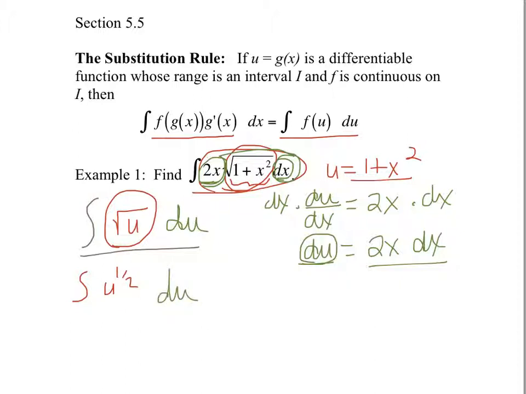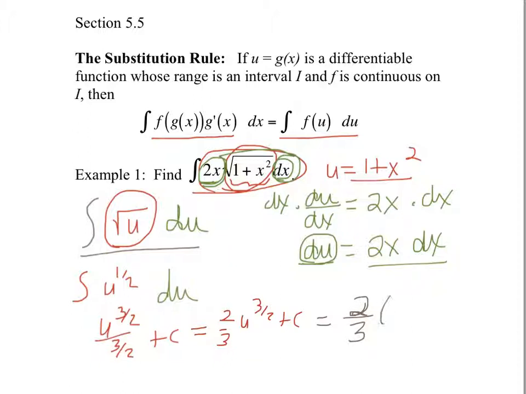And if I do its antiderivative, I would have u to the 3/2 over 3/2 plus c. But I know that I can reduce that a little bit more, and I would have 2/3 u to the 3/2 plus c. But now, we don't actually want our final answer to be in terms of u. We want our final answer to still be in terms of x. So now we just do a back substitution, and we'll have 2/3 out front, and then u, which we said was 1 plus x squared, to the 3/2 plus c.